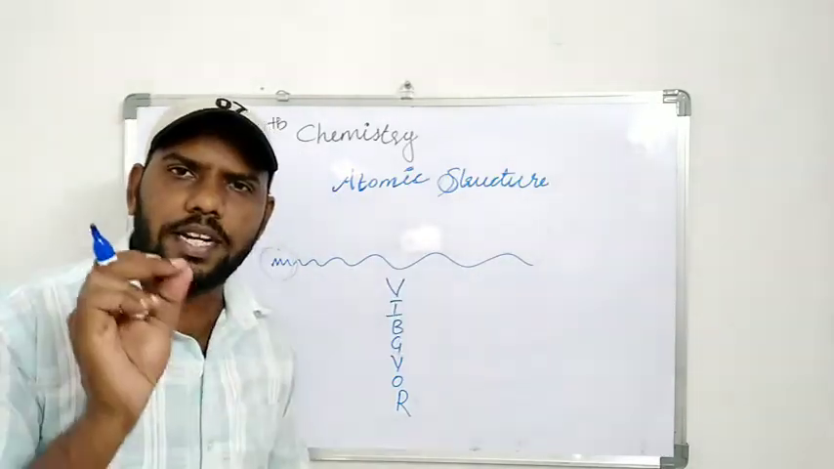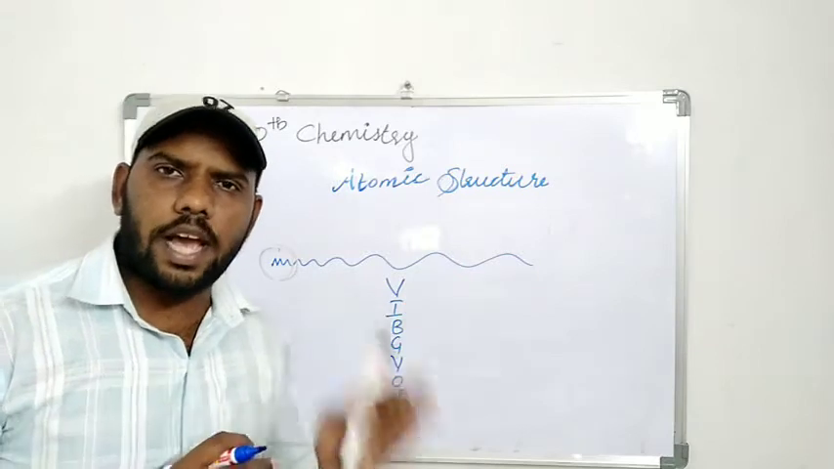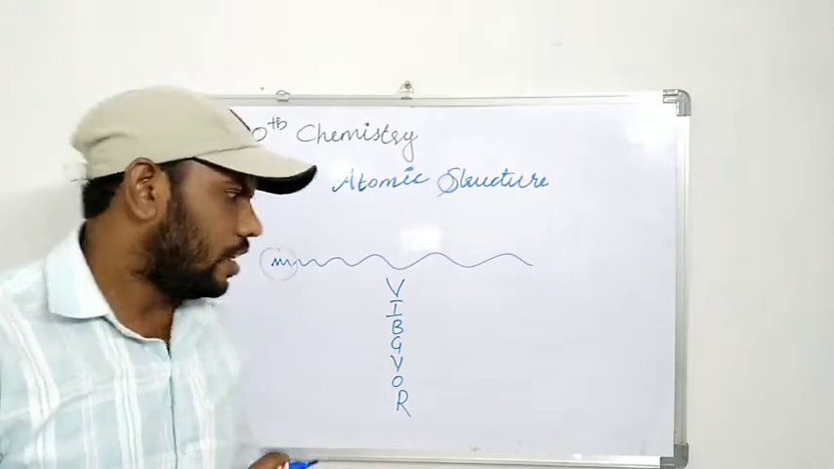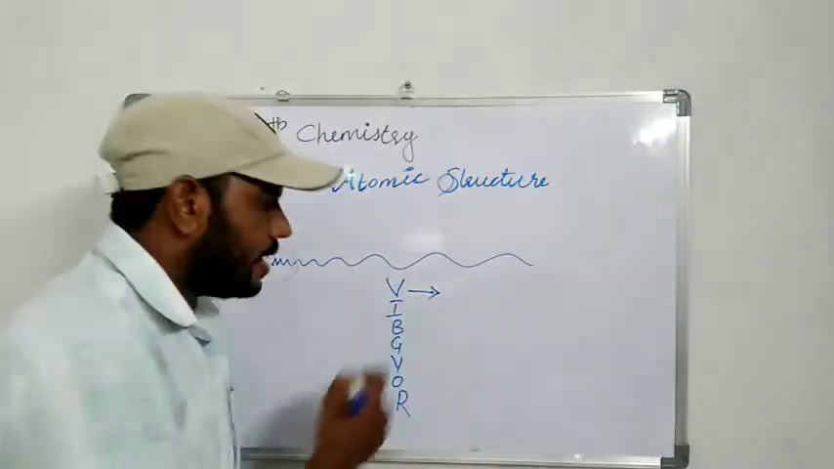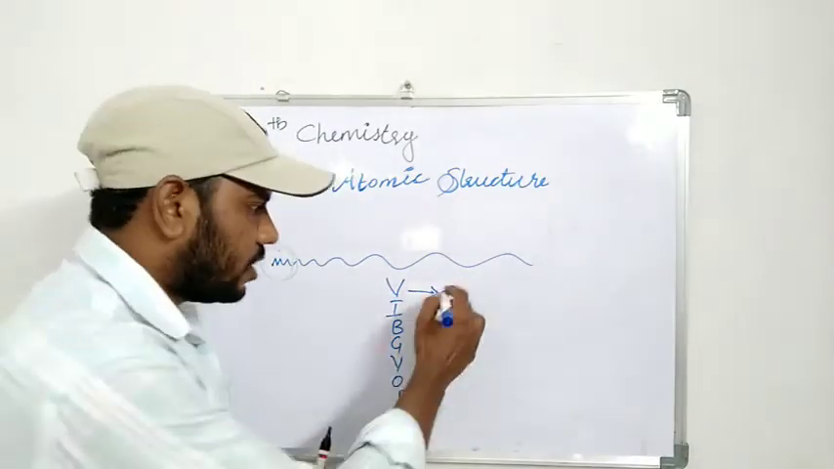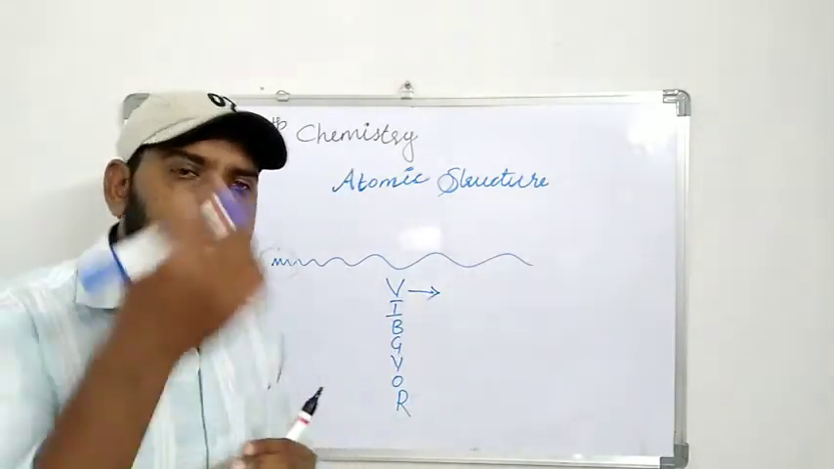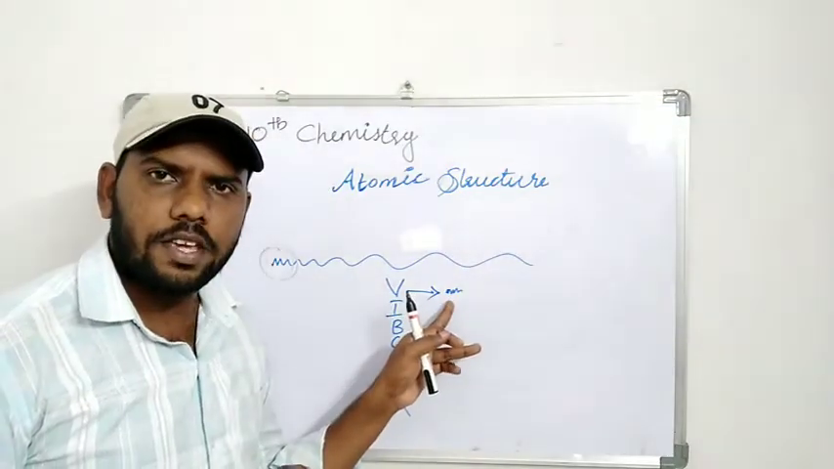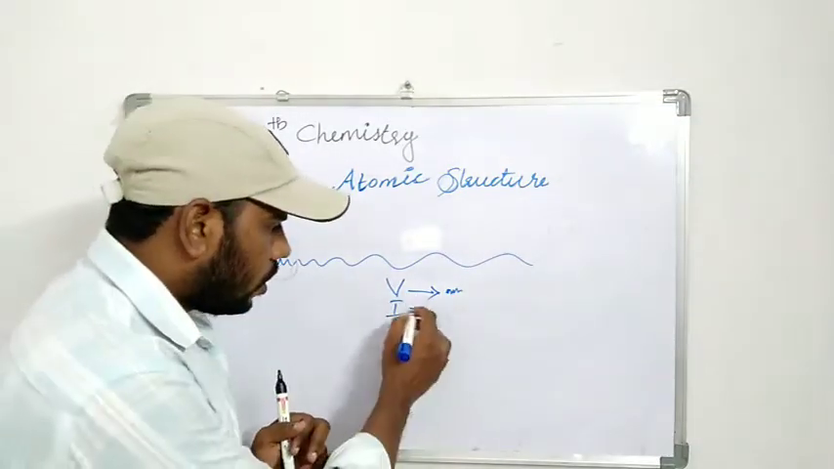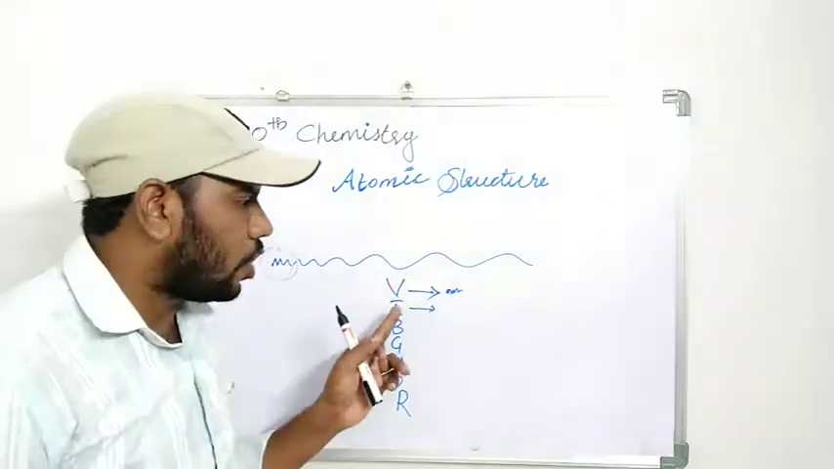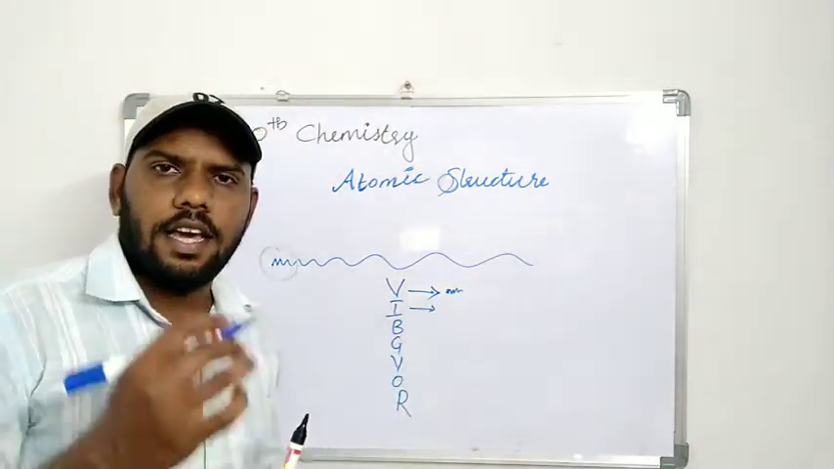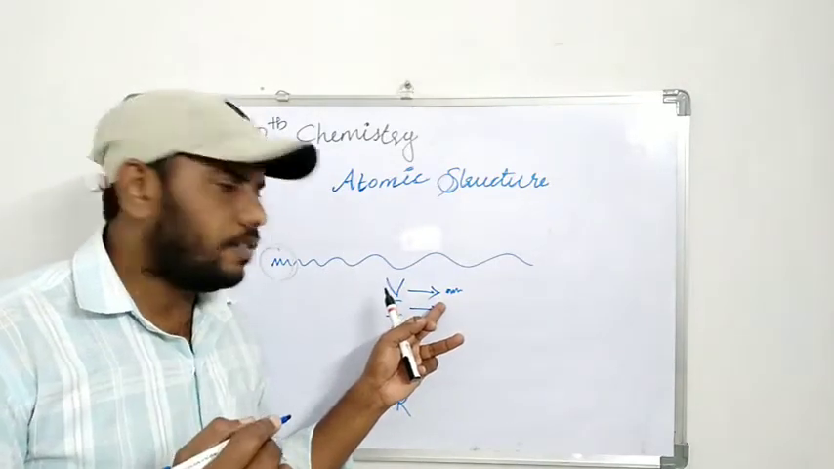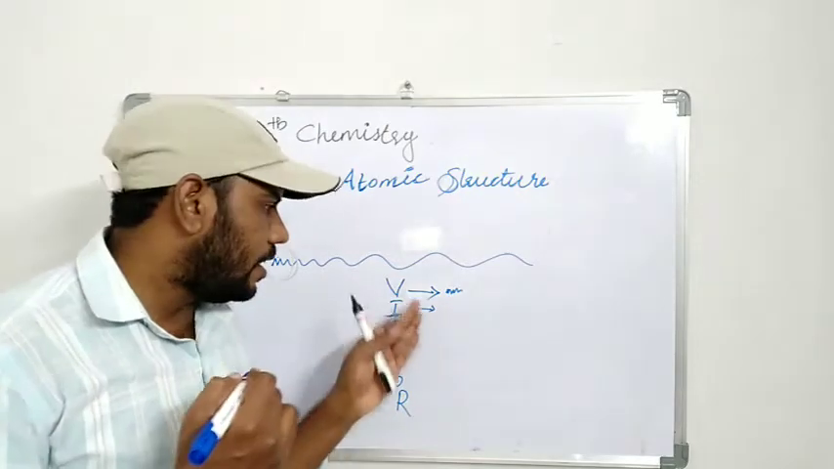This is also one type of light, so it also has a wavelength as well as frequency. Remember, violet has a shorter wavelength. Shorter wavelength means frequency will be very high. So in our VIBGYOR, frequency is high and wavelength is small. When comparing to violet, indigo has a higher wavelength than violet but lower frequency than violet.